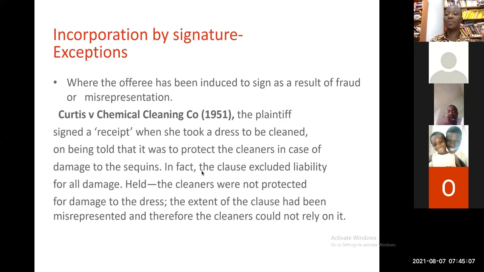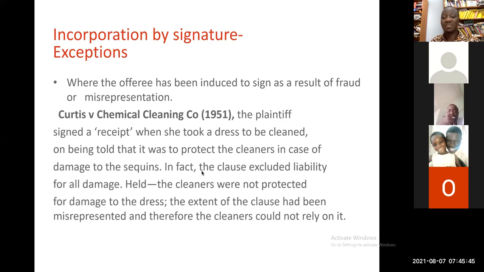And she inquired, what was it that she was signing? And the laundry attendant told her that the laundry company was saying that should anything happen to the beads and the sequin, which had been used to decorate the gown, they were not prepared to accept liability. So on the basis of that, the woman signed. Later on, when she came for the gown, it was seriously mutilated, destroyed. And the company, when sued, sought to place reliance on the document that the woman signed.